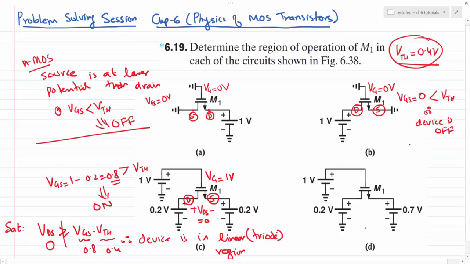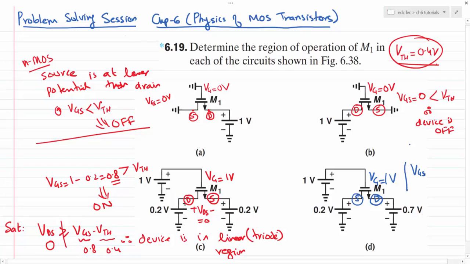Now we are left with the last part, which is part D. Here again we can see that the gate terminal is connected to the battery of 1 volt, so we have VG equal to 1 volt. Again we have to decide which of these is source and which of these is drain. We can see that this terminal is at low potential, so therefore it is source, and this one is at high potential as compared to this terminal, so therefore this is drain.